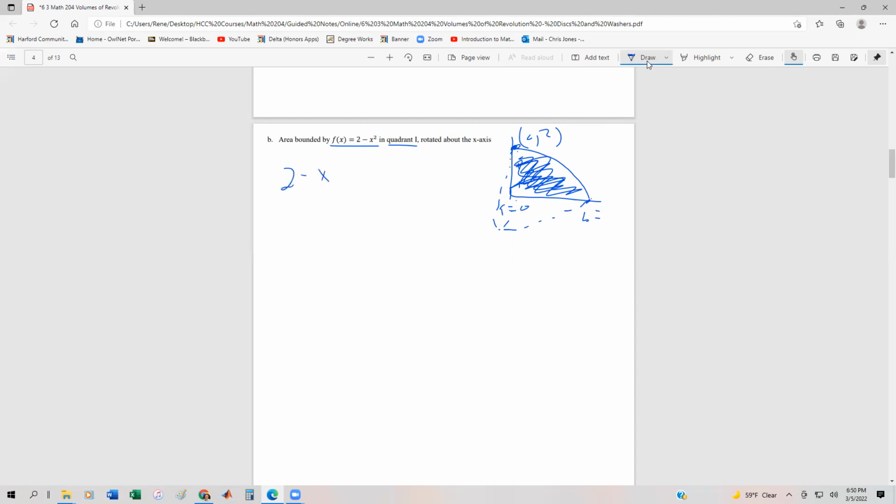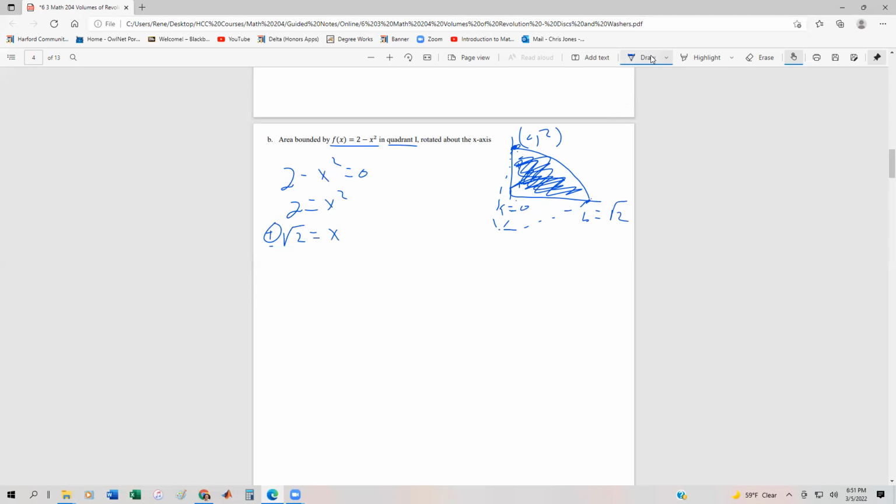So 2 minus x squared is going to be 0, so 2 equals x squared. Technically it's plus or minus the square root of 2 equals x, but we really only want the positive root. Remember, if we were to look into quadrant number 2, there would be more of the parabola, but we don't want that. We just want what's in quadrant number 1. So our limits of integration are going to go from 0 to square root of 2.